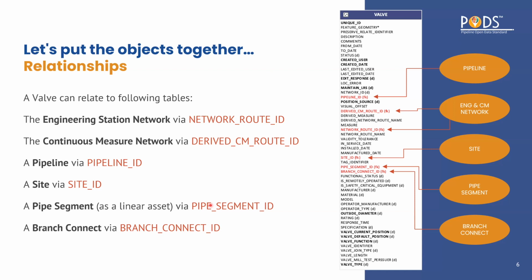I can also have a linear asset. So my valve can have a beginning and end. So it can be a linear asset. And that is why it has a pipeline segment ID. I can also relate my valve to a branch connect. So that's very helpful so that I can know that my valve and my branch connect are part of the same appurtenance. Okay, so that's what that looks like.